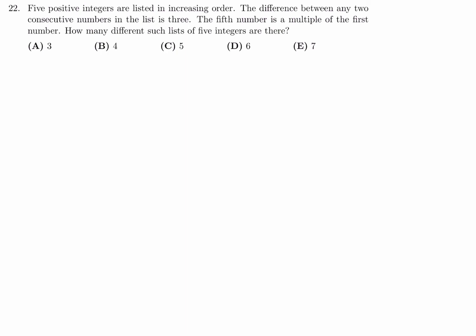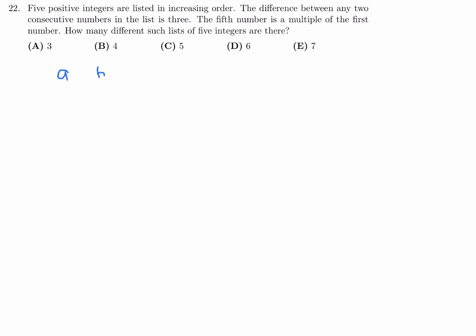5 positive integers are listed in increasing order. The difference between any 2 consecutive numbers in the list is 3. The 5th number is a multiple of the first number. How many different such lists of 5 integers are there?